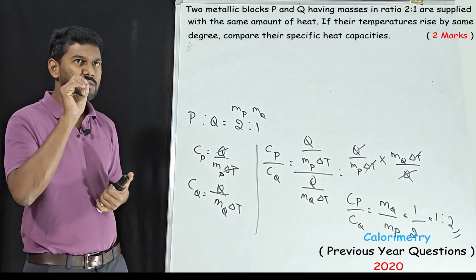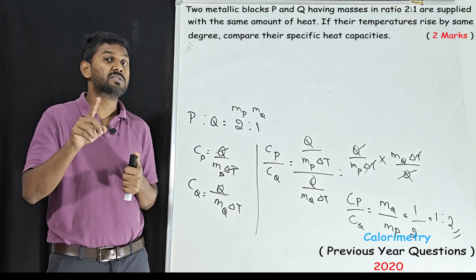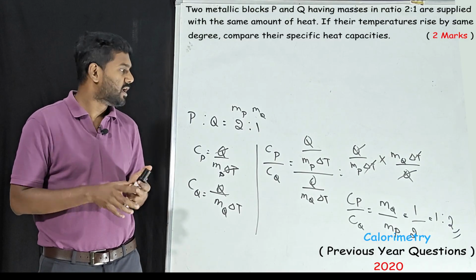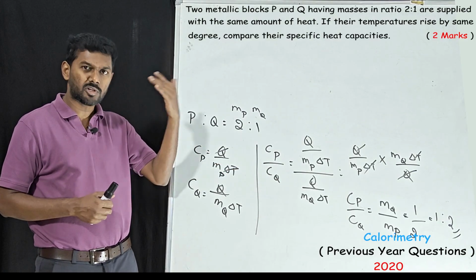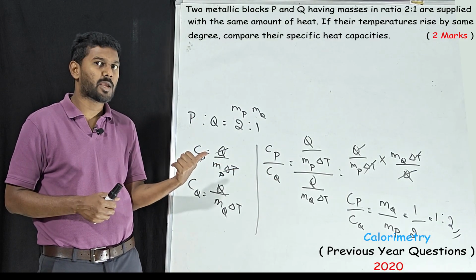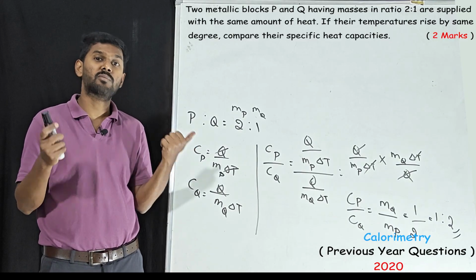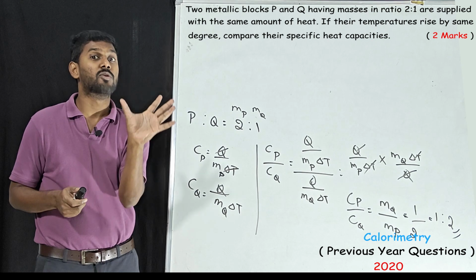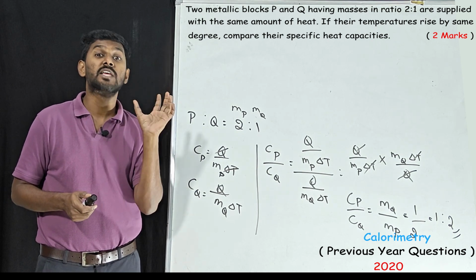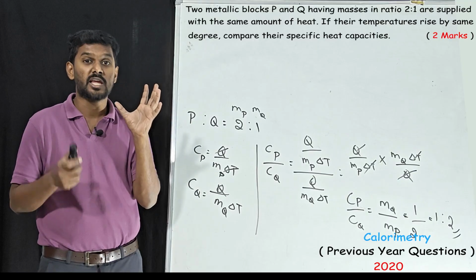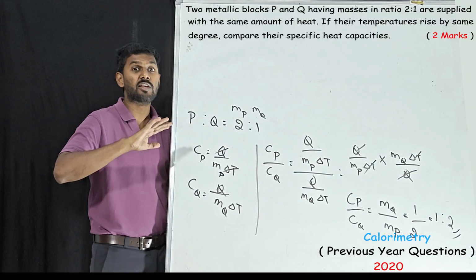Now, what is the doubt? We know specific heat capacity does not depend upon the mass, correct? Now in this question we have proved that it is 1:2. That means the more the mass, the less the specific heat capacity. But we know specific heat capacity does not depend upon mass. This condition is only valid when we are talking about two objects of the same kind, the same material. See, specific heat capacity will not change.